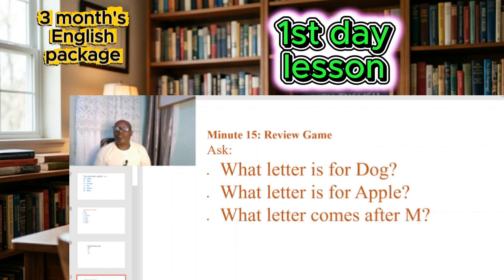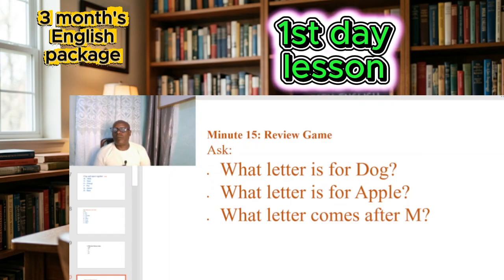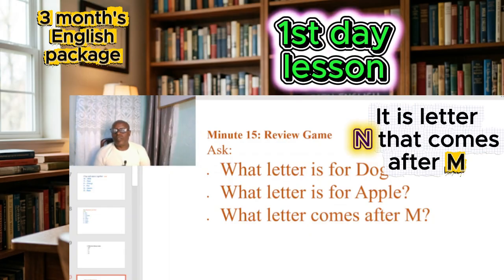Review game. Ask question. What letter is for dog? It is D written at the beginning of the noun dog. What letter is for apple? A is the beginning of the noun apple. What letter comes after M? It is N that comes after M.